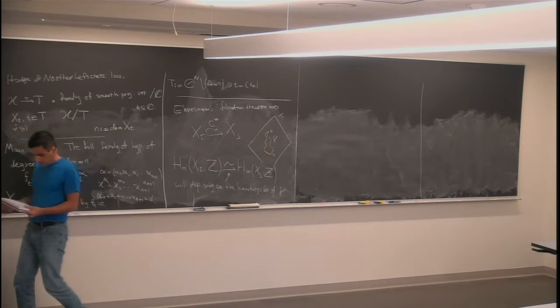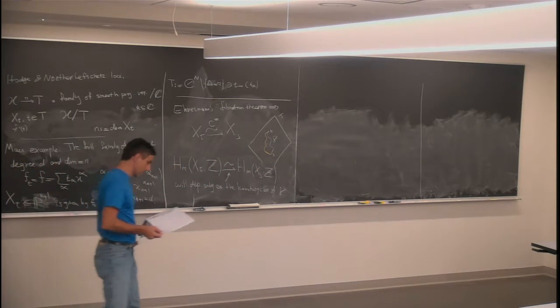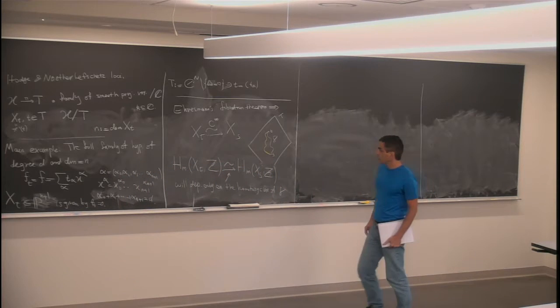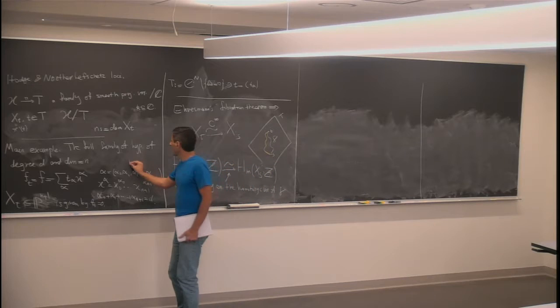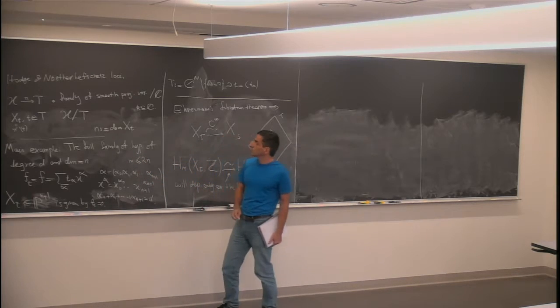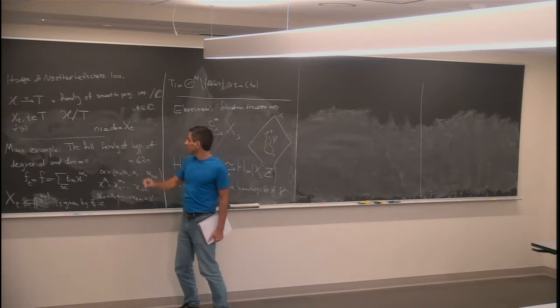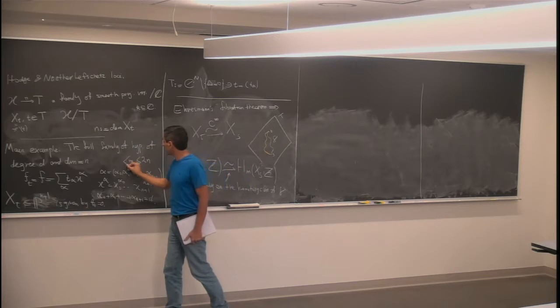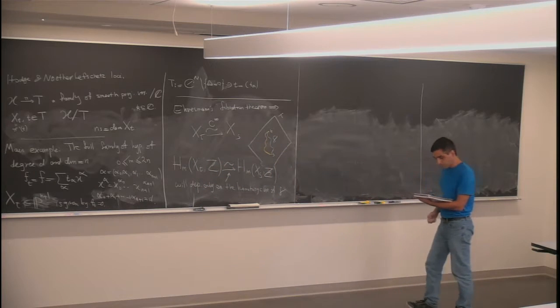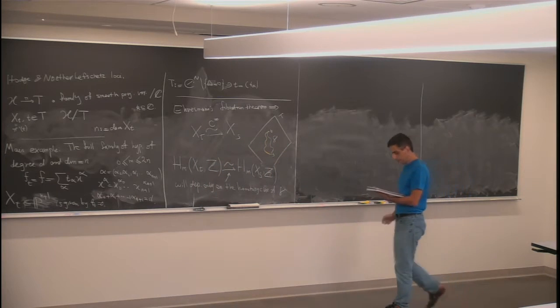Maybe another notation. m will be a fixed number between 0 and the top cohomology degree 2n, because n is the dimension of the variety.